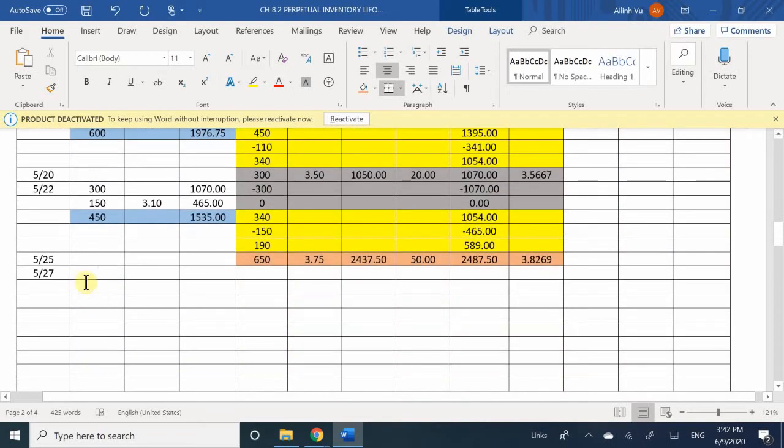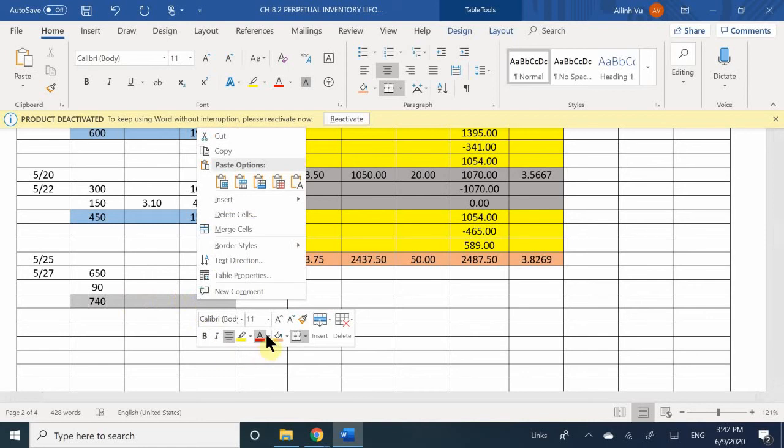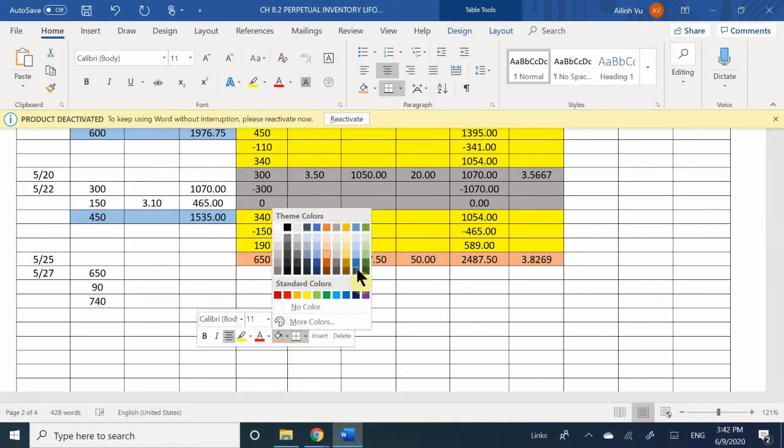Good. So let's go ahead and make sure that is the correct calculation. So we have 650 plus what to get to 740? 90. Yes, 90 is correct. And let me go ahead and make this the calculation.